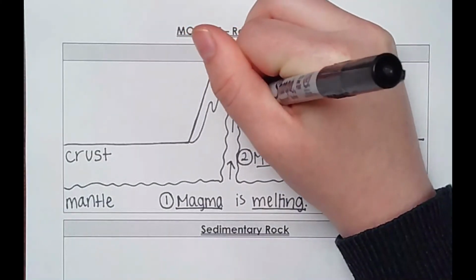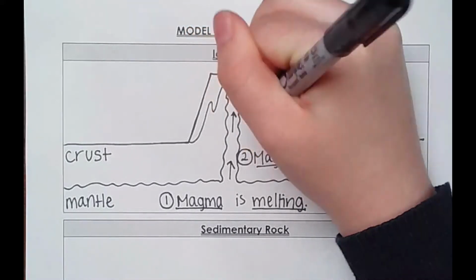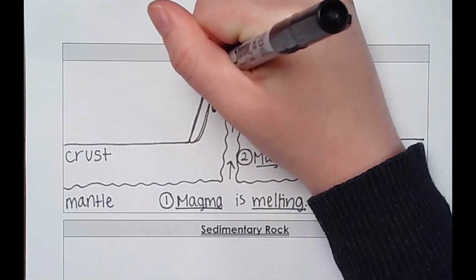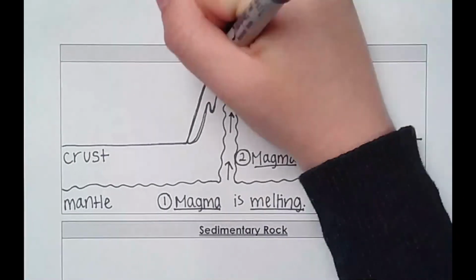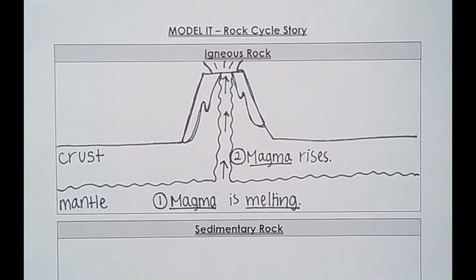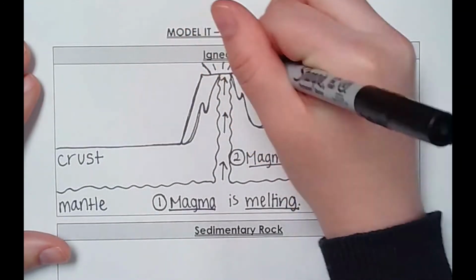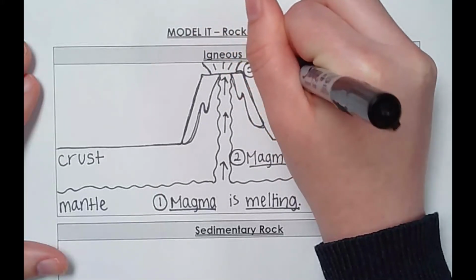You can draw that however you'd like. Here I've got some magma that's dripping down the side. You could even put some kind of exploding out the top. That's up to you. However you'd like to show that your volcano is erupting is up to you. So I'm going to put that as my third step. The volcano erupts.